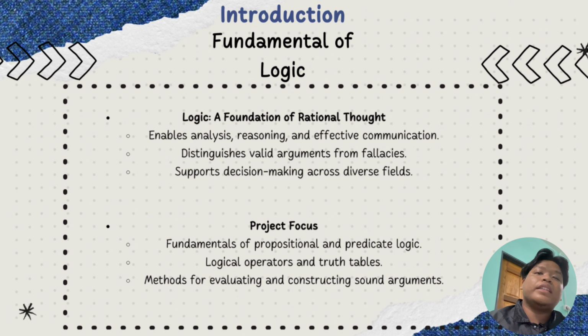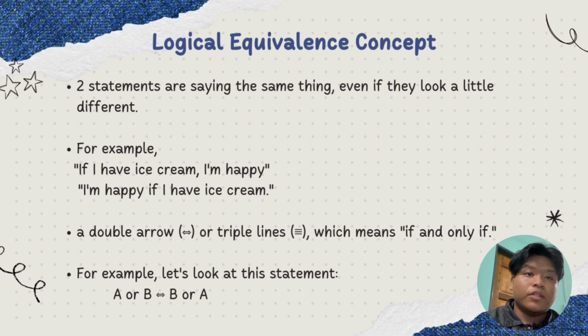So we move to logical equivalence. Next, I'm going to talk about the logical equivalence concept, which means two statements that might look different but actually mean the same thing. For example, the first statement is if I have ice cream, I'm happy, and the second statement is I'm happy if I have ice cream. So I might use the double arrow or triple lines, which mean if and only if. For example, from the previous statement, I use A or B, double arrow, which means if and only if, B or A.